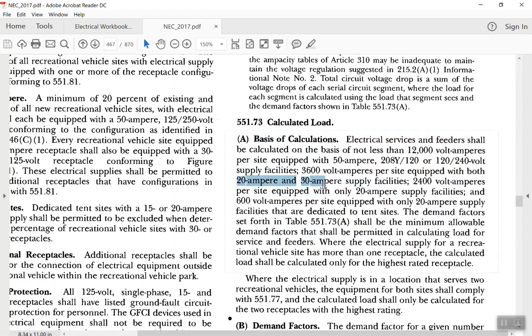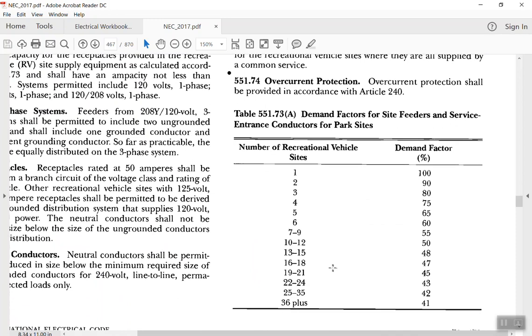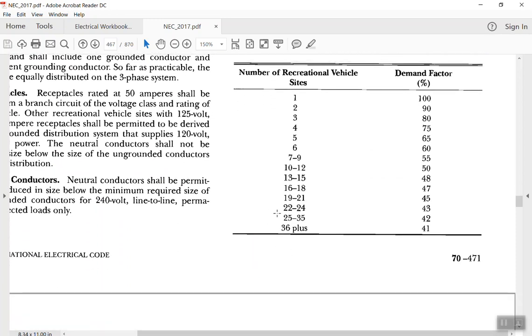You might want to highlight that, and then start highlighting right here, 3600. That's actually pretty important, because the 3600 volt amperes per site will have to be multiplied by the percentage we see in the table for the number of sites that we have. In this particular question there were 32 sites. So if you go down here to 32 sites, and you see the range 25 to 35, I see a 42.